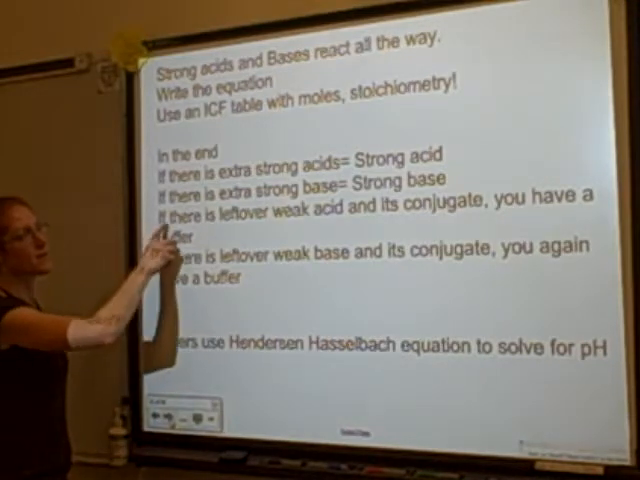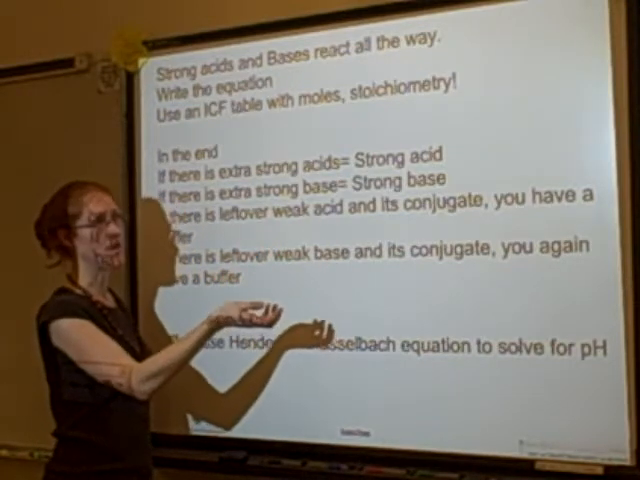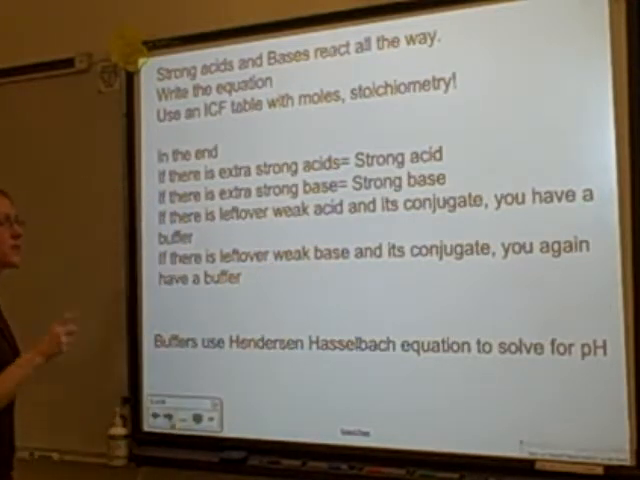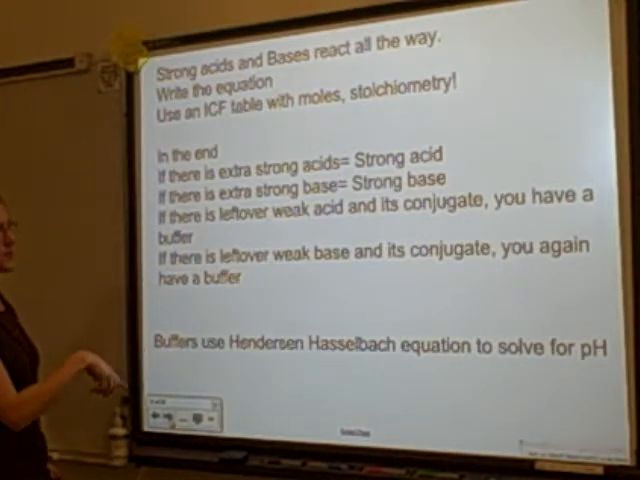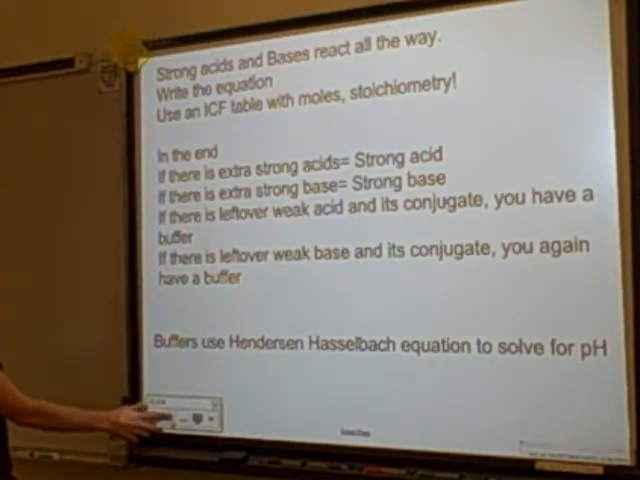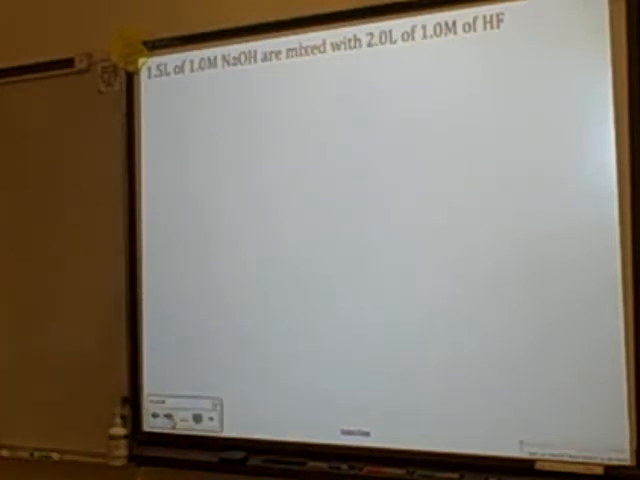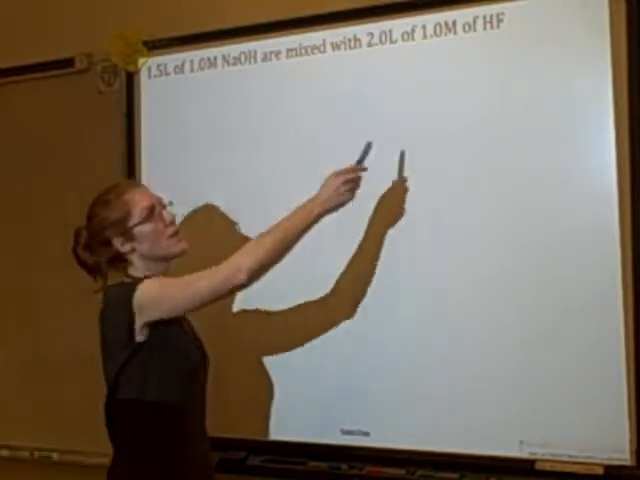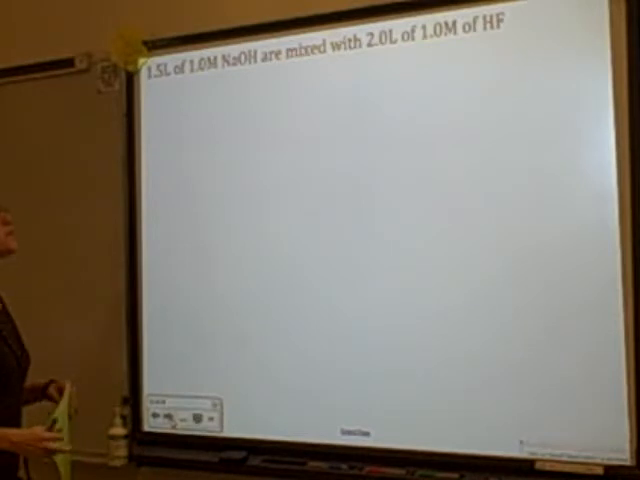But if you have extra weak acid and its conjugate weak base as well, or leftover weak base and its conjugate weak acid, then you have what's called a buffer. Buffers use the Henderson-Hasselbalch equation, so we'll see those later. Let's try one and see if we have a buffer or not. If we have extra of the strong thing, we'll figure out the pH. If we have leftover hydrofluoric acid and its conjugate, fluoride, then we know we have a buffer, and we'll leave it for now.